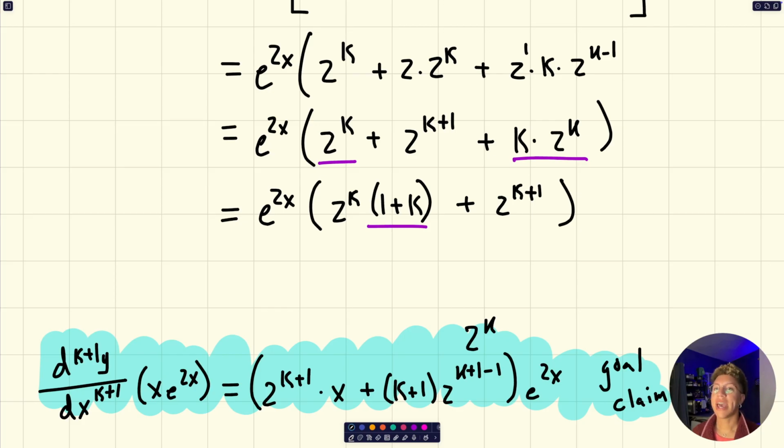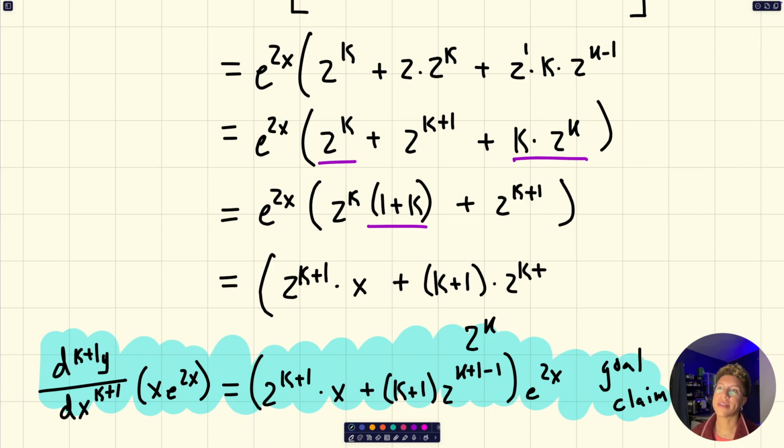So looking down here at our goal claim, we're just about done. All we need to do is rewrite things a little bit. So here at the beginning we have 2 to the k plus 1 times x. We've lost our x someplace, so we're going to have to go back into our steps and see where we made a mistake. And then we have our k plus 1 times 2 to the k, which is the same thing as k plus 1 minus 1. And then we have e to the 2x out here.